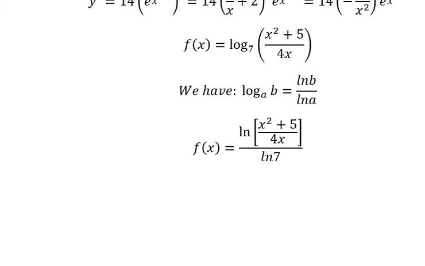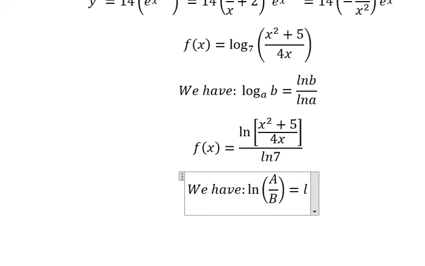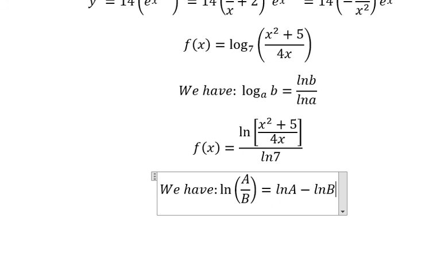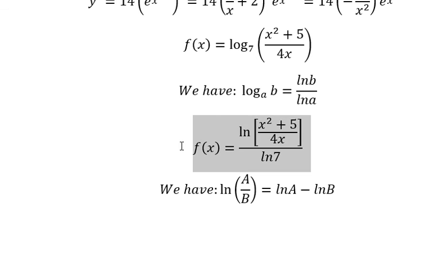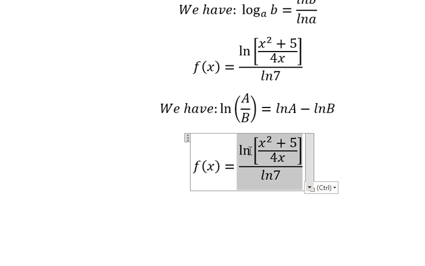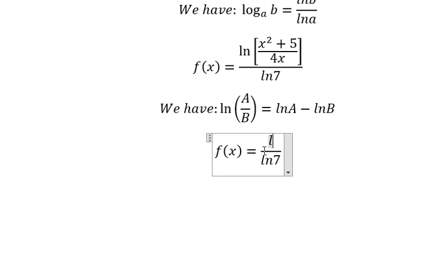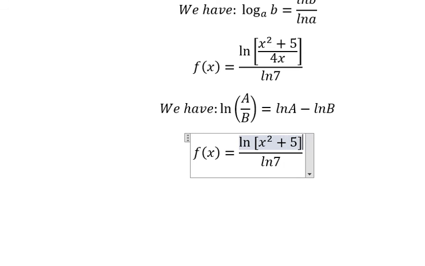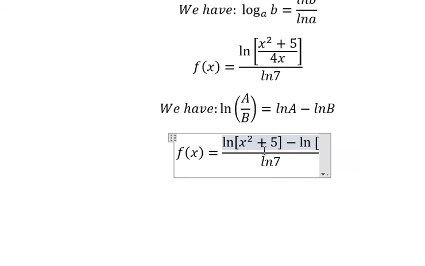Next, we have the second formula in here. ln of a over b equals to ln a minus ln b. So in this one, we can write into ln of s squared plus 5 minus ln of 4s.